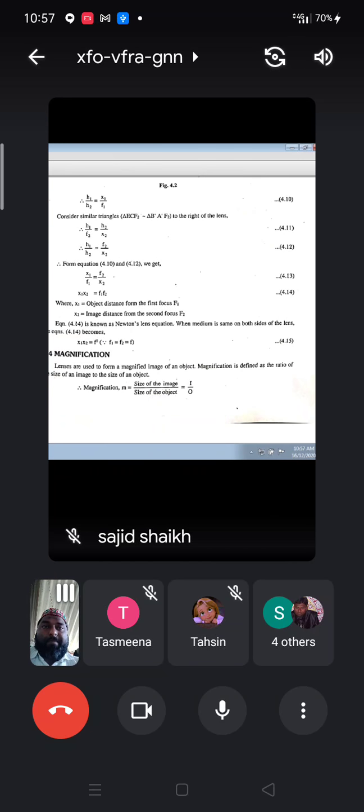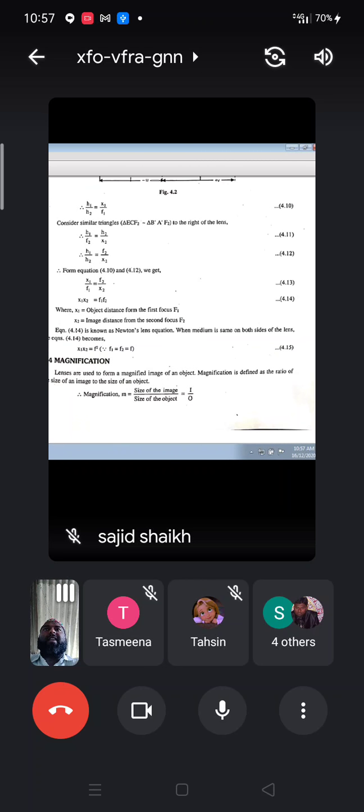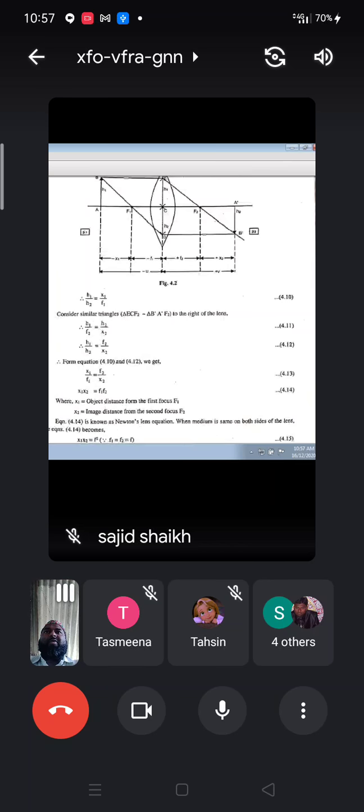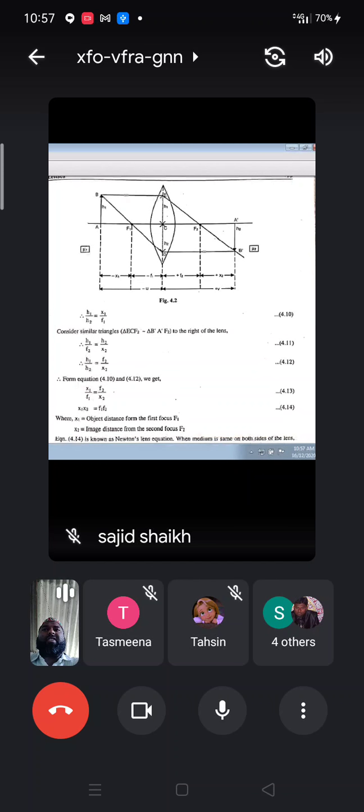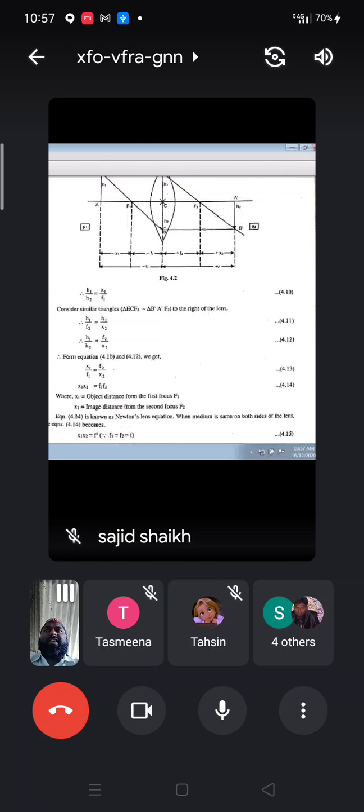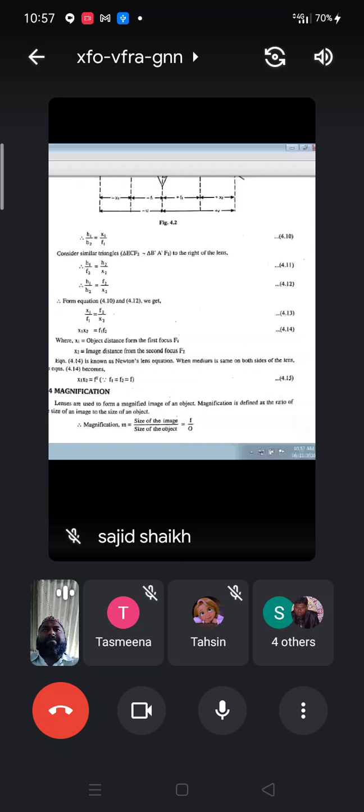That is an equation having x1 x2 is equal to f1 f2. x1 is nothing but the object distance from the first focus, and x2 is nothing but the image distance from the second focus. You can remember this diagram. This diagram is used to derive Newton's lens equation, but we are going to directly remember this lens equation as far as the MCQ is concerned.